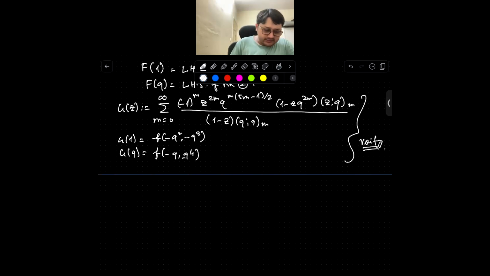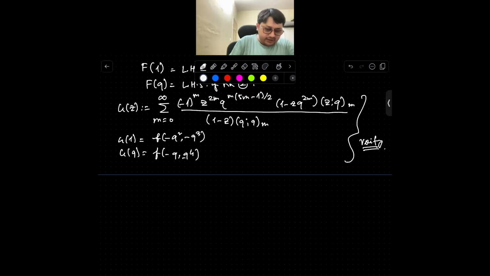Now the thing is, we want a recurrence for f of z and g of z. And if you can show that both of the recurrences are the same with the same initial values, then we would have proved what we want.